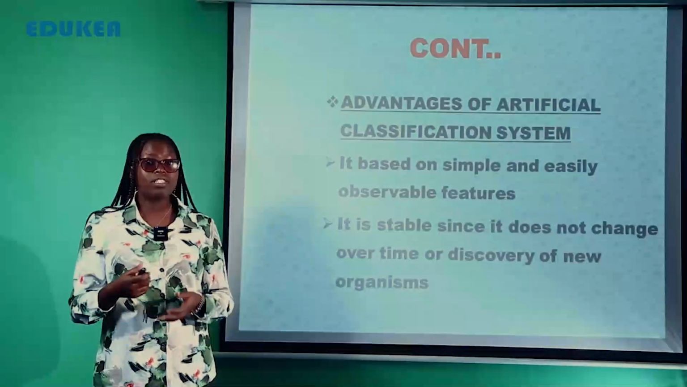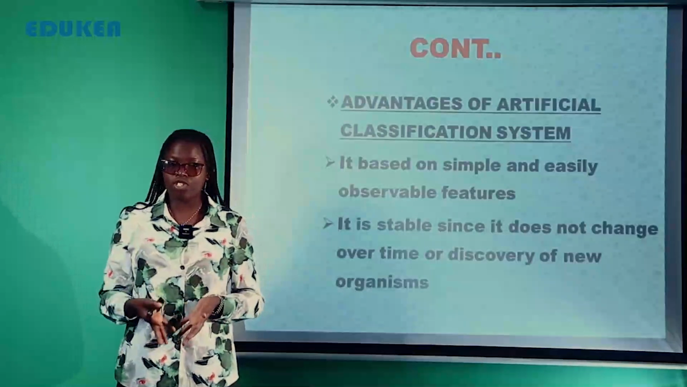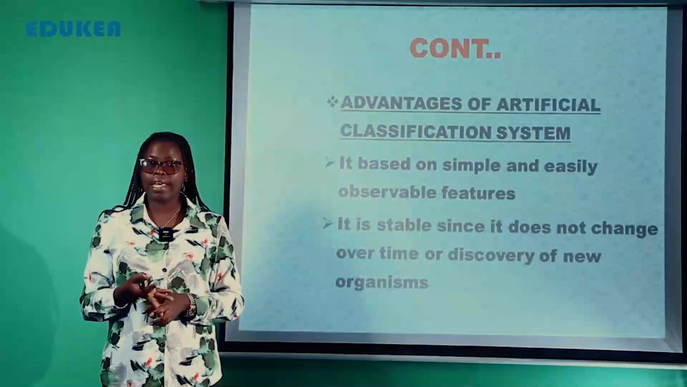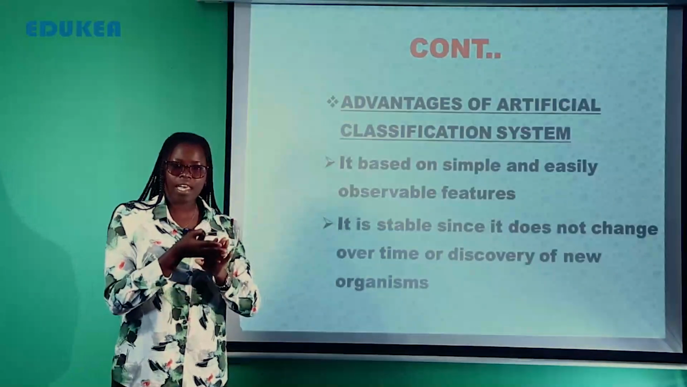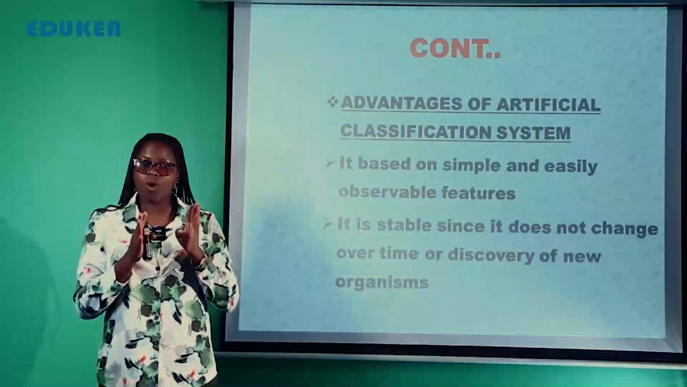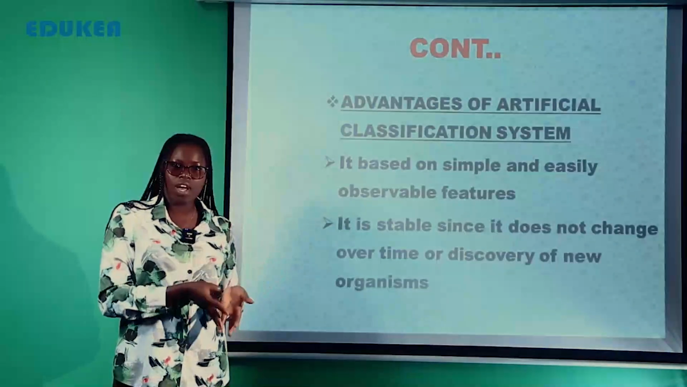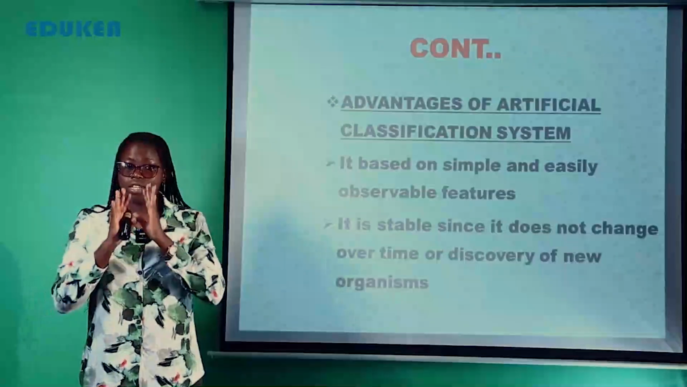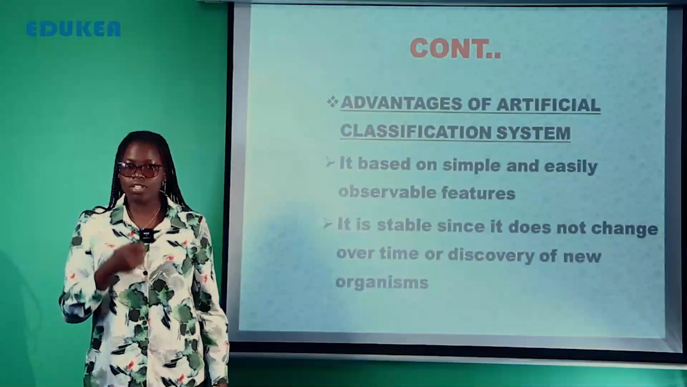The second one, it is stable since it does not change over time or with the discovery of new organisms. This system is stable, as we already said, so long as we consider only these few observable features. For example, if we look at bats, bees, and birds, once we say that these organisms belong to the same group because they have wings, it does not change. Meaning that if they have wings they will be in the same group as winged organisms, and if they do not have wings, it will remain like that. So that is one of the advantages of the artificial classification system.